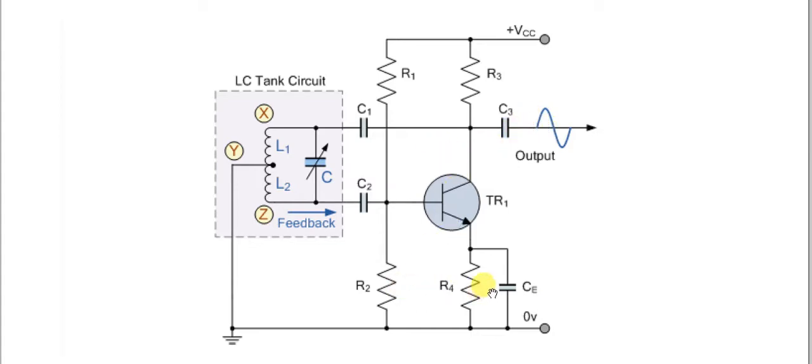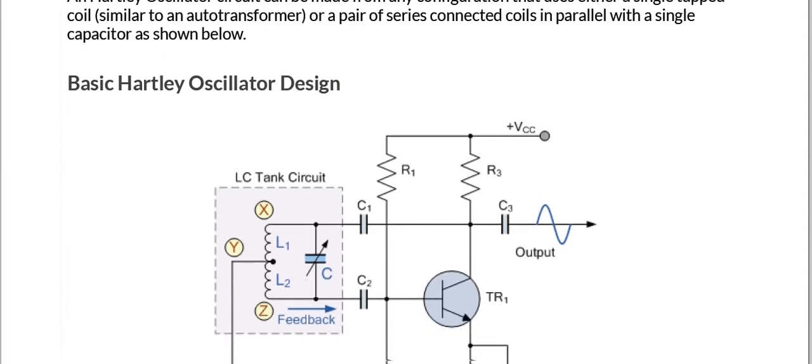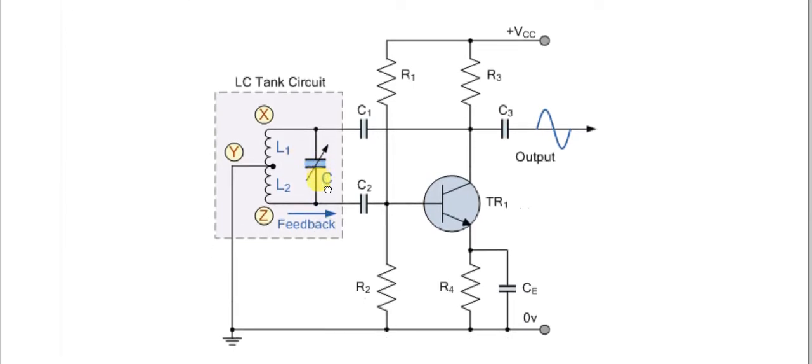Now it is supplemented by this feedback oscillation. As shown here, section XY induces the signal into the section coil YZ. So this is XY and this is YZ. These are two coils we have split, and we have got an LC tank circuit. This feedback is given into the base of the transistor.